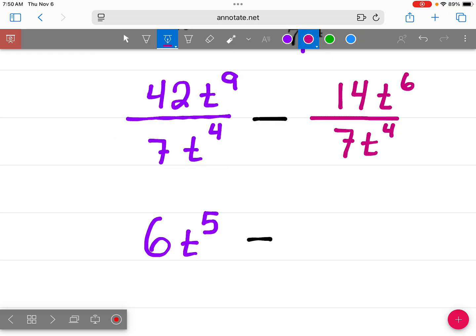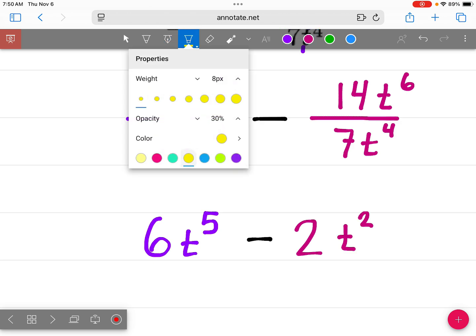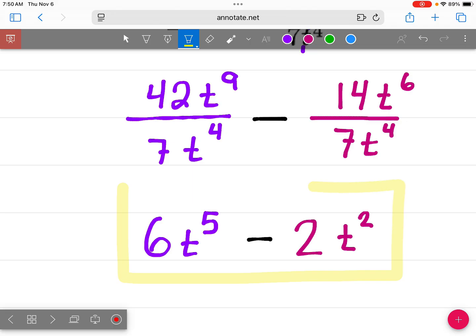All right, let's simplify the pink one. 14 over 7. What's 14 divided by 7? 2. What's t to the 6th divided by t to the 4th? T squared. So 14 divided by 7 is 2, t to the 2nd. Again, not anything I can simplify any further. I cannot combine together t to the 5th and t squared. They're two different things. So that's my fully simplified answer.